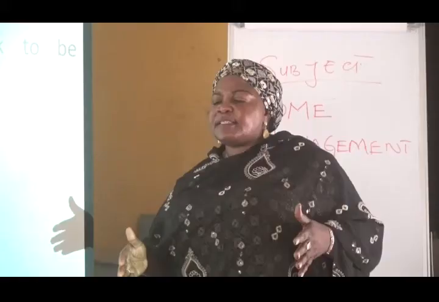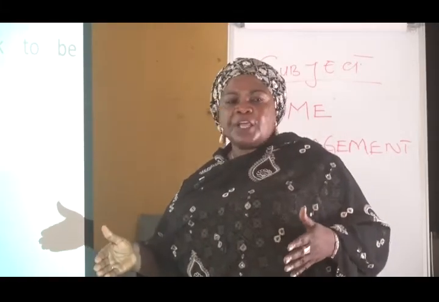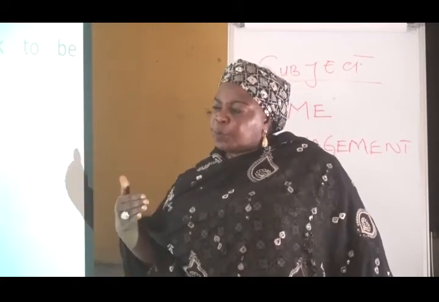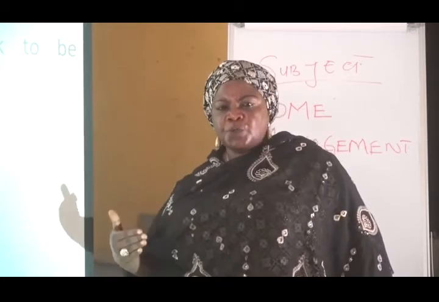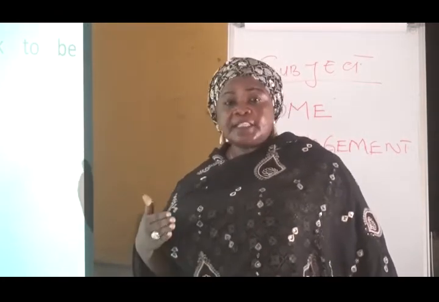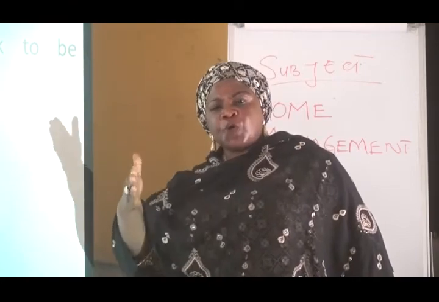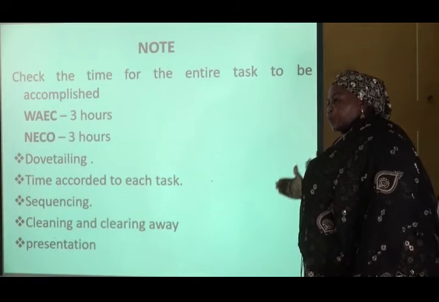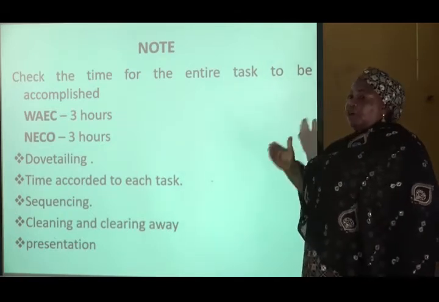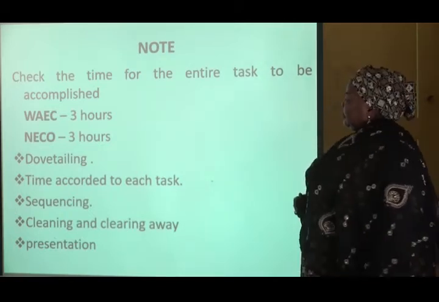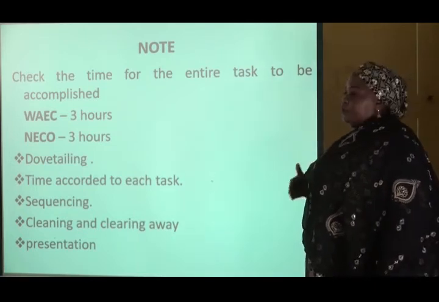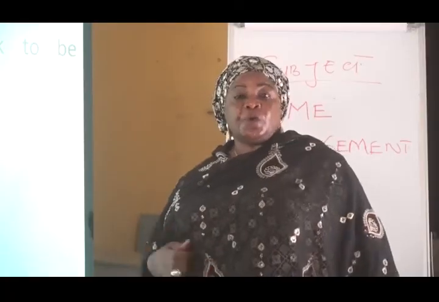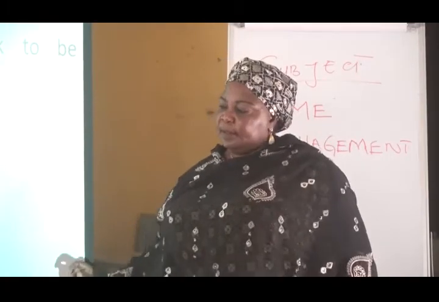Now you can decide to write cleaning and clearing away, then you write 30 minutes. What are you clearing on the table for 30 minutes? So you're supposed to check each time you're going to use for a particular task. Then sequencing. I said, make sure you arrange your tasks according to how you're going to carry them out, from the first to the last. And then cleaning and clearing away, which is also very important, you do it too. And then your presentation also matters.